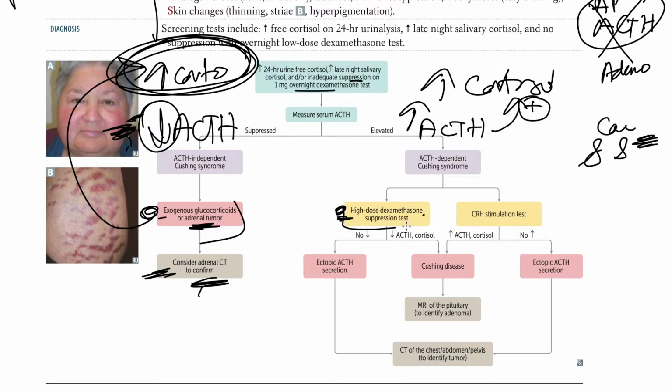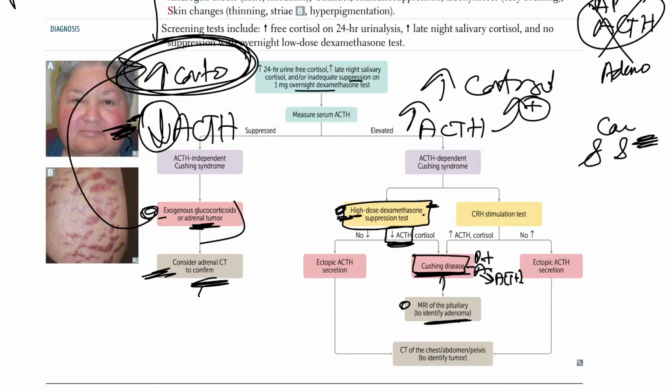Once you give this high dose dexamethasone, if ACTH decreases, then you call it Cushing disease. And again, what was Cushing disease? Cushing disease is when you have a pituitary adenoma, which causes the secretion of ACTH. So you give this high dose drug, it's going to inhibit ACTH secretion. You call it Cushing disease. And then you check on the MRI of the pituitary to identify the lesion, which is the adenoma.